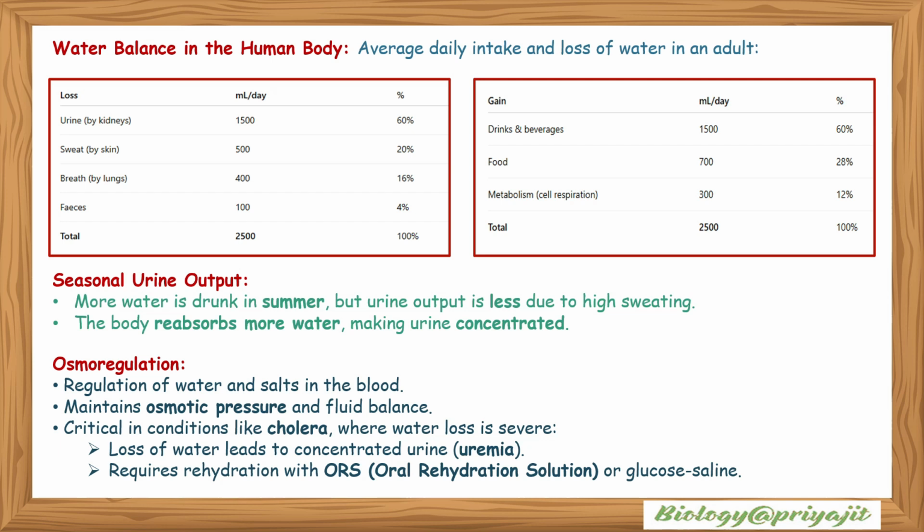What is osmoregulation? The regulation of water and salts in the blood is a physiological process known as osmoregulation. It maintains osmotic pressure and fluid balance. It is critical in conditions like cholera, where water loss is severe. Loss of water leads to concentrated urine or uremia. It requires rehydration with ORS, that is oral rehydration solution, or glucose saline.